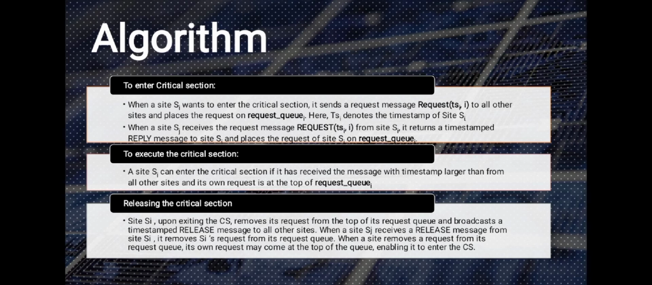To enter the critical section, when site Si wants to enter the critical section, it sends a request message to all other sites and places the request on its request queue. It denotes the timestamp of site Si. When a site Sj receives the request message from site Si, it returns a timestamped reply message to site Si and places the request of site Si on its request queue.